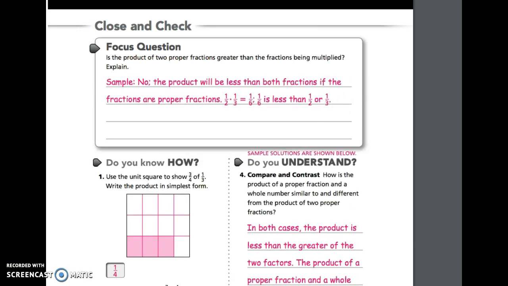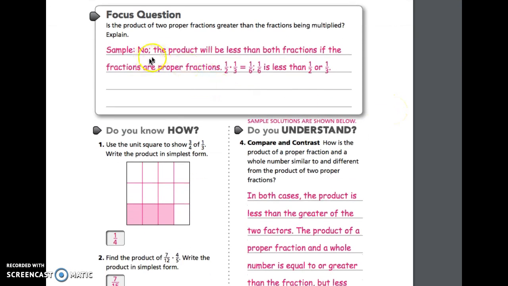All right, let's start with our focus question. Is the product of two proper fractions greater than the fractions being multiplied? No, the product will be less than both fractions if the fractions are proper fractions. So an example would be 1/2 times 1/3 equals 1/6. 1/6 is less than 1/2 or 1/3. Again, it's that pie. If you have a slice of pie and you divide that slice into more slices, you'll never get more pie than that original slice. You're always finding a part of a part, so it's always getting smaller.